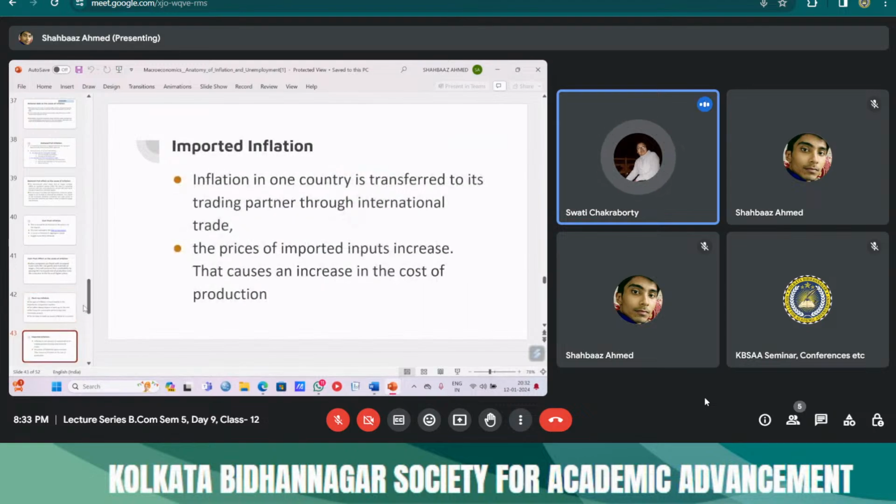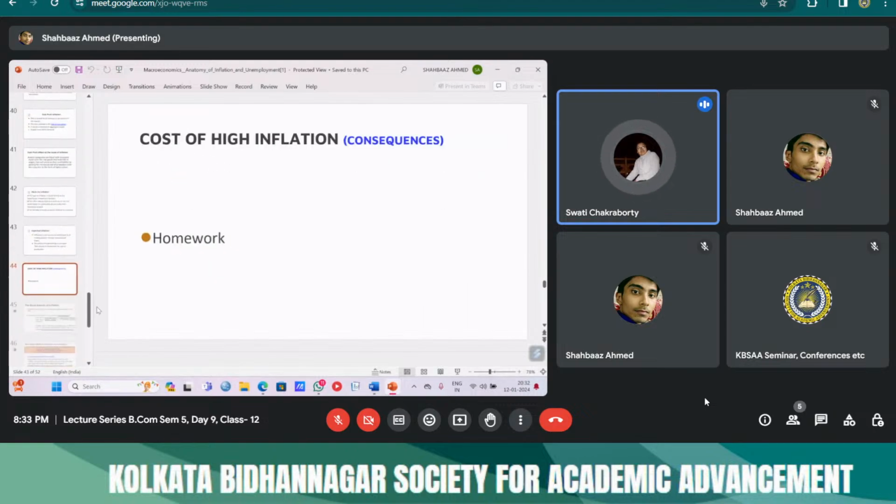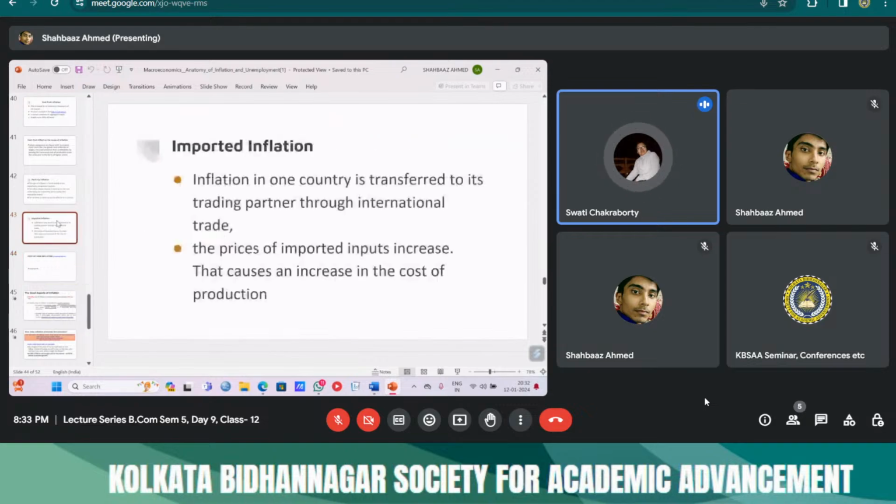Next, imported inflation. This happens as a result of international trade. When a country is purchasing raw materials from another country and the prices of those imported raw materials are high, what will happen? The cost of production will also increase. So this is inflation which is not caused within the country; the cause is coming from raw materials being imported from another country where the raw material cost is high. So, imported inflation.